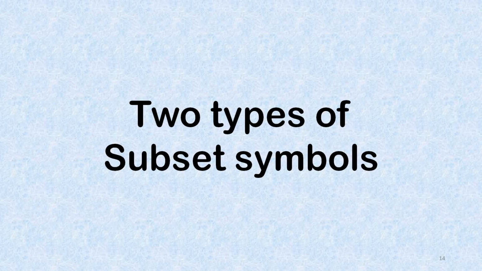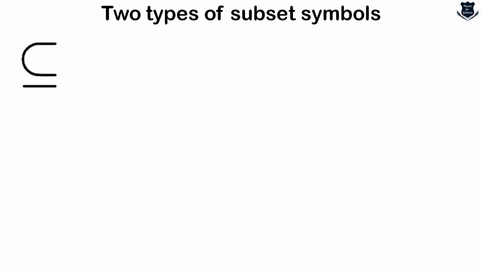Okay, now there are 2 types of subset symbols. I would like to take a pause and tell the viewers that I will be making the next video on the different confusions of symbols, because some books use this kind of symbol, some books use that kind of symbol, but right now I will be telling you the 2 types of subset symbols which are used.